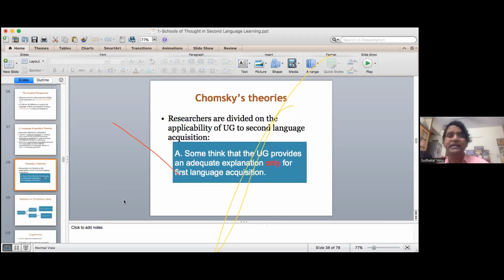Researchers are again divided within the innativist perspective, and there are so many schools within the Chomsky tradition itself. The classical grammarians, modern grammarians, and also the postmodern grammarians. There are a number of schools of language studies here. And primarily there is the question of the applicability of universal grammar to second language acquisition. Some people strongly believe that universal grammar provides an adequate explanation only for first language, but not for second language acquisition.